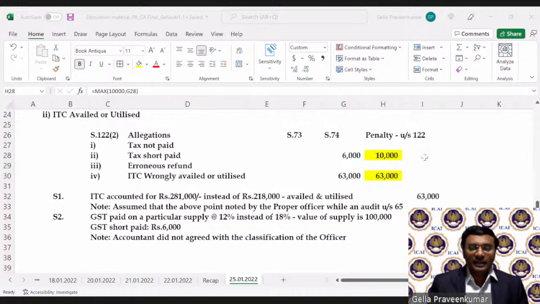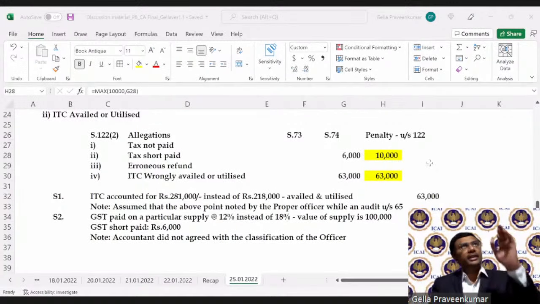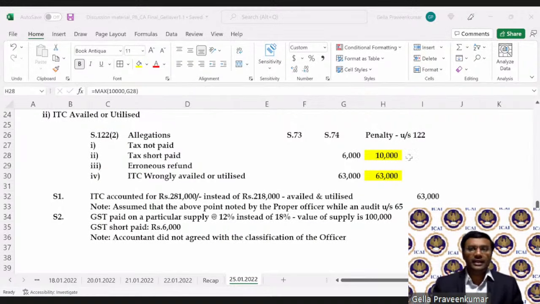Now, Namita, see, if you recollect your section 74, just give me a minute. There is a problem with my Excel file. Let me just close the Excel file and open it for a minute. Okay.